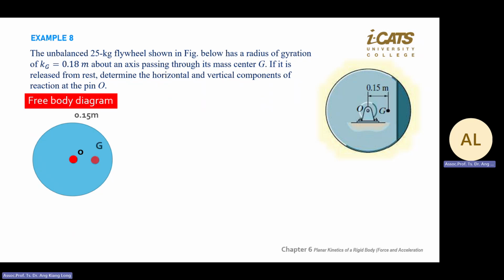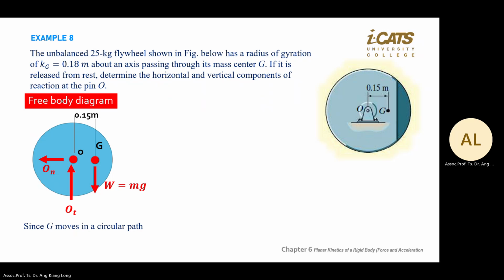So here you put in W, always tied to the mass. Every time you see G, there's a W down. And there are two forces, your Fx and Fy at the point O. Here you can put Oy and Ox. But because this is a round body, every time we see a round shape, we will put normal and tangent.